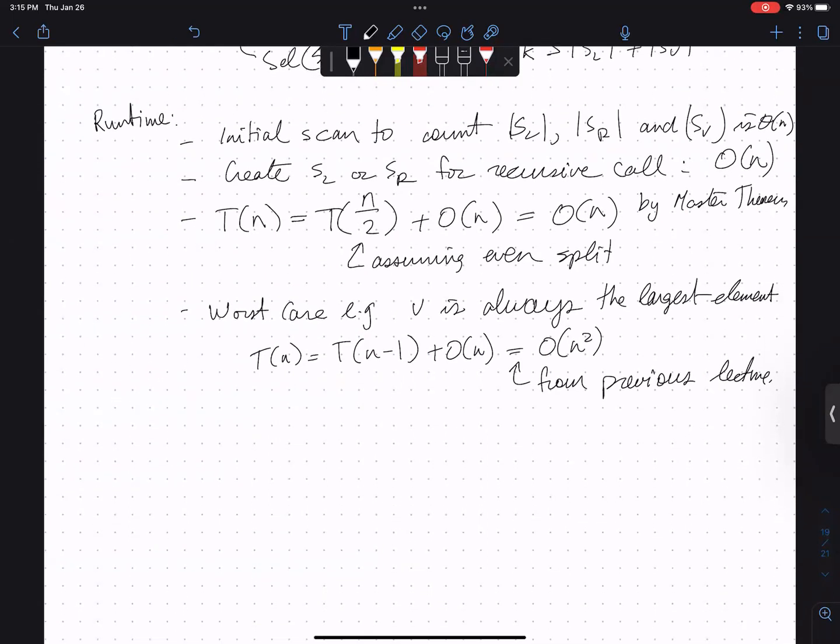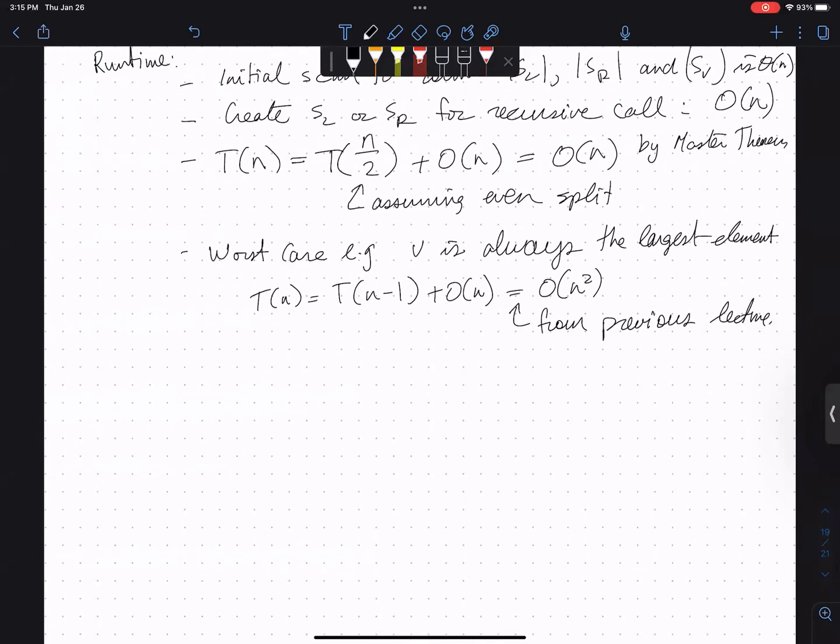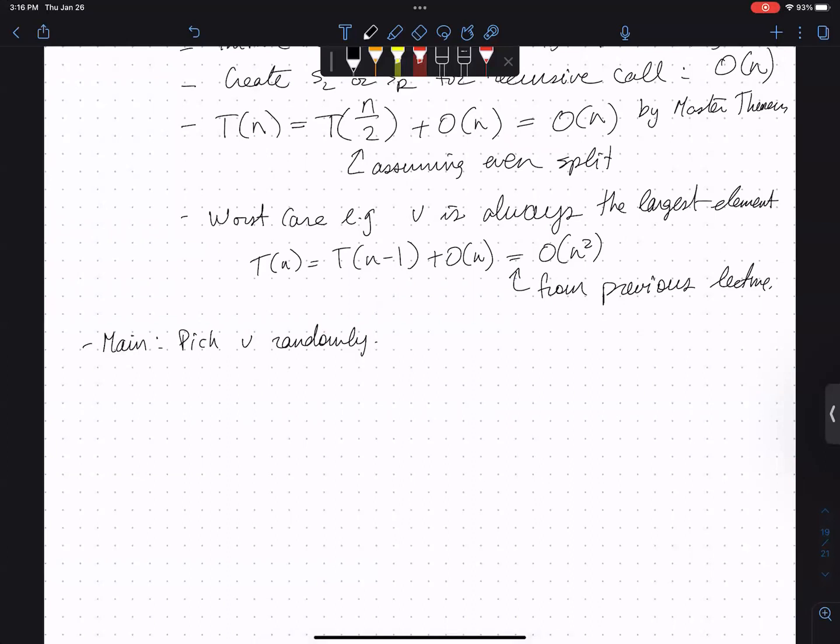So that's really important about how to pick a pivot. The idea is to pick a pivot at random. Pick V randomly. If you pick V randomly, then yes, you might get the very largest or the very smallest, but it's unlikely. Most likely you'll get something that's sort of in the middle. That's the intuition. Let me be a little more precise. This is the main idea.